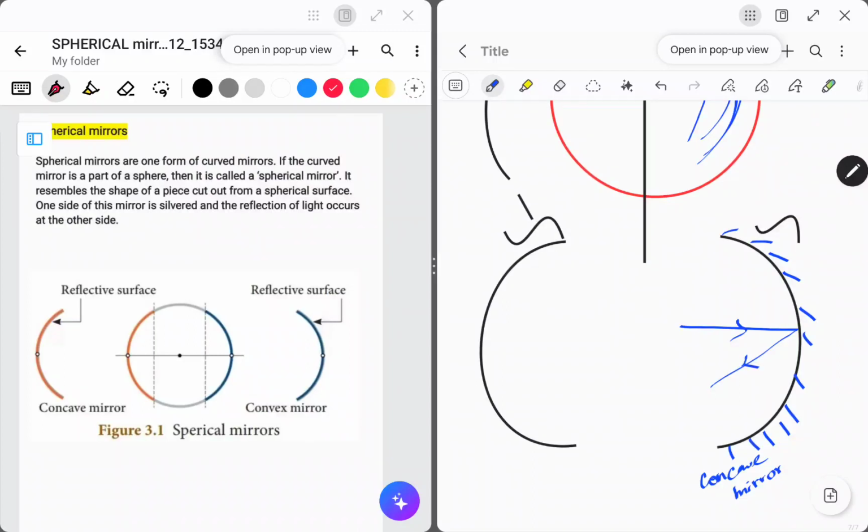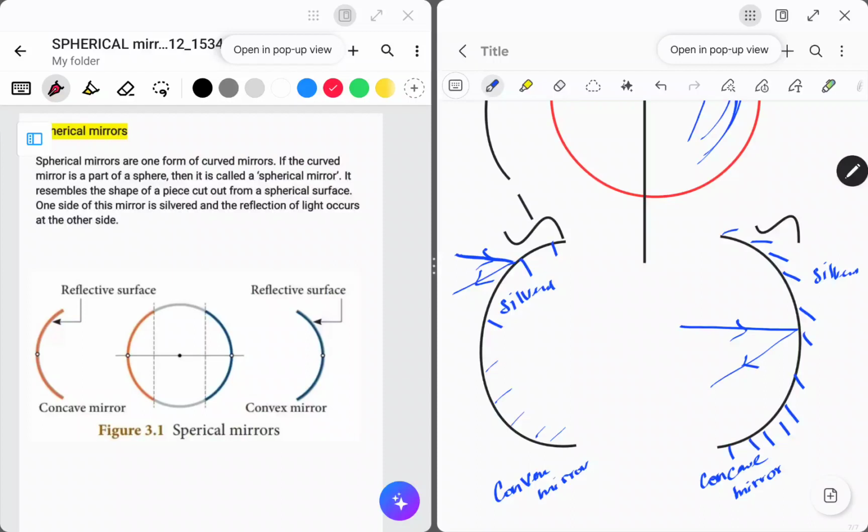Okay, understood? This is silvered. Here it is silvered, and one side is polished. Likewise, here inside it is silvered. Using silver dioxide I have pasted it. Now the reflection will occur here, outside. The reflection will occur here outside. Understood? So this mirror is called what? Convex mirror.